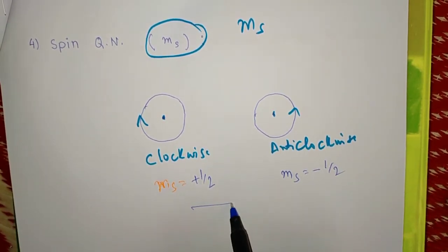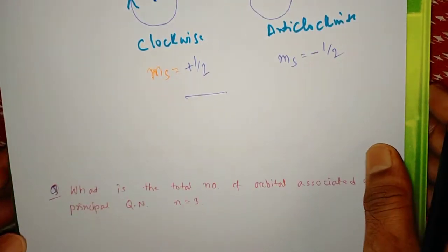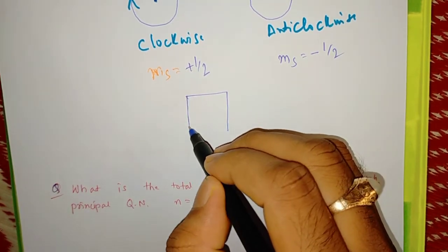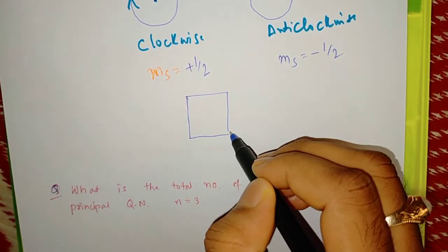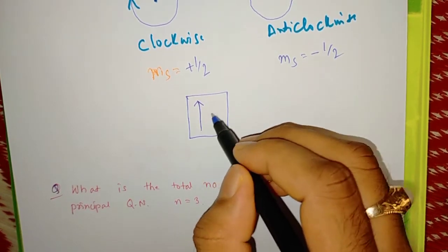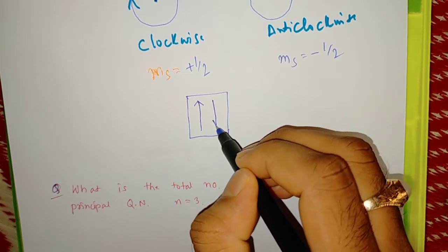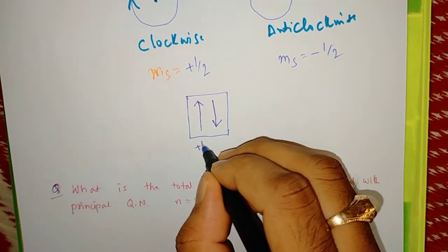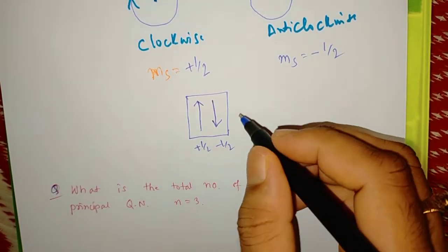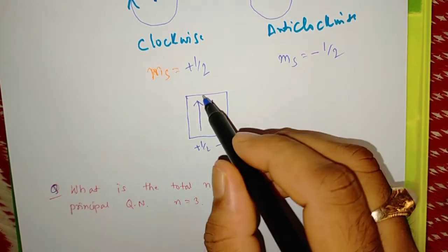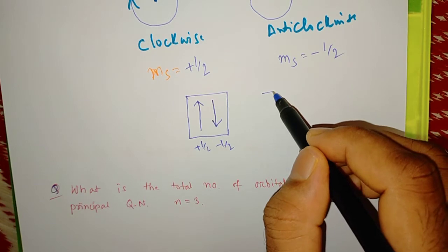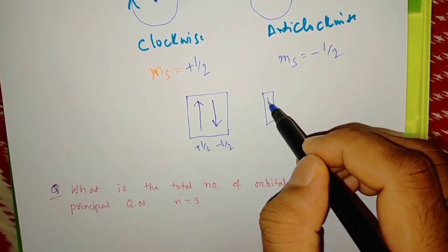When you buy shoes from the market, in the shoe box you will see that one shoe is in the upward direction and another shoe is in the downward direction. That one contains plus spin, this one minus spin. The electrons are just like that. Why are they doing so? To avoid the repulsion between them.